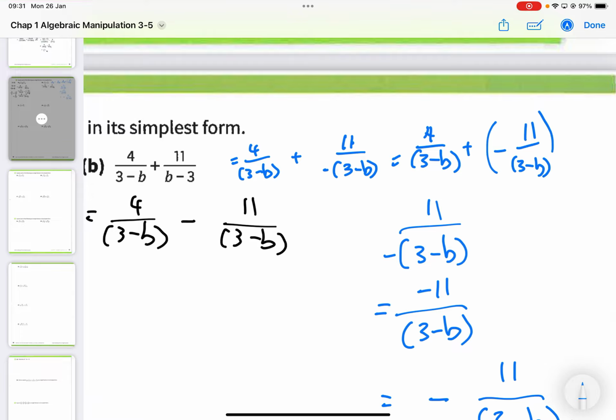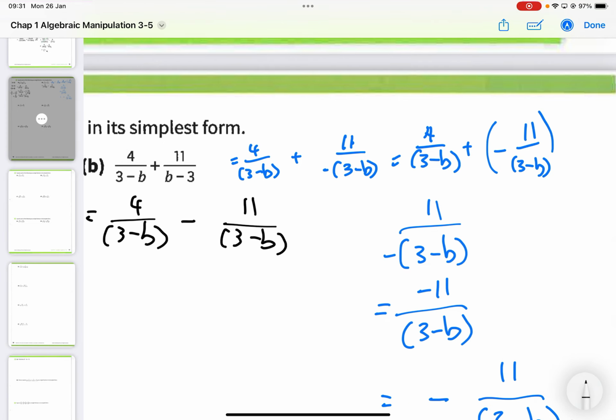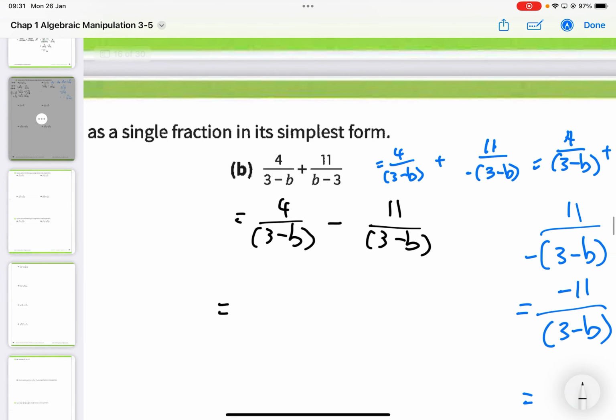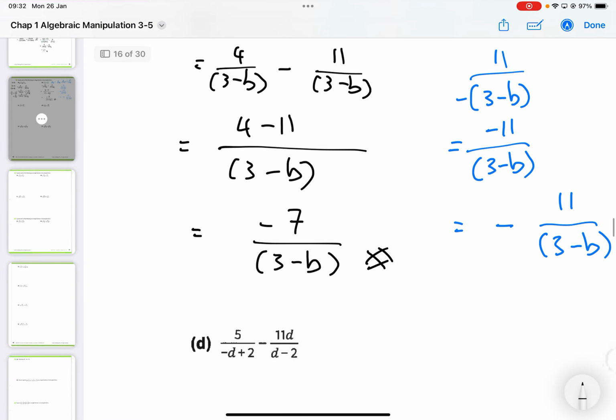Hello. Okay? Then this one change sign, this one will change sign. Then their denominator is exactly the same. I can put them together. Then simplify 4 minus 11, negative 7. Okay?